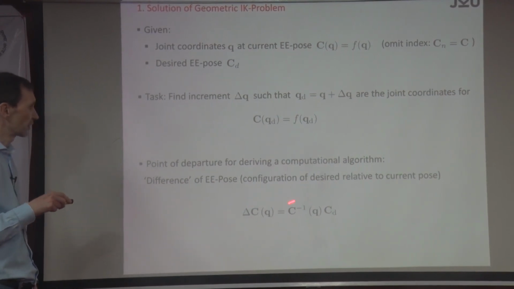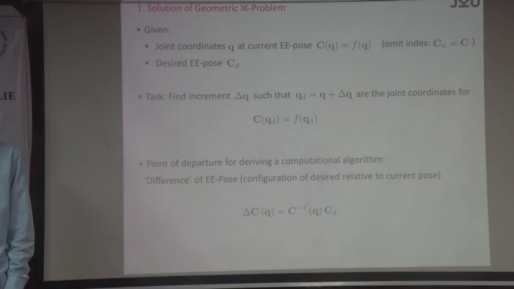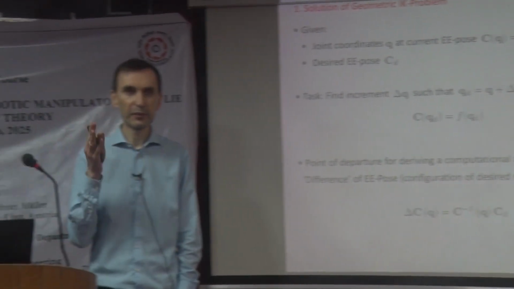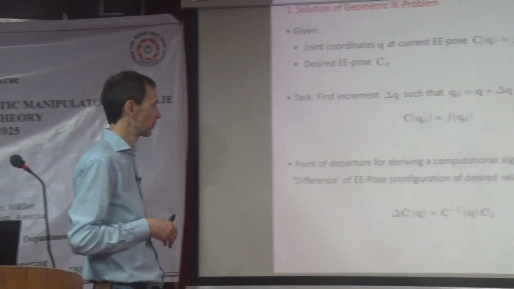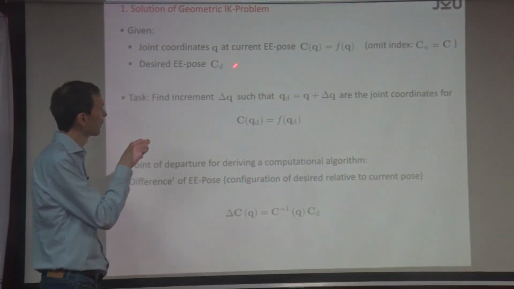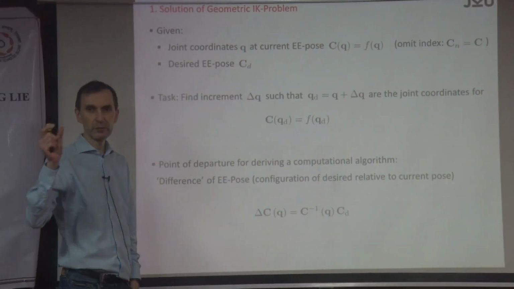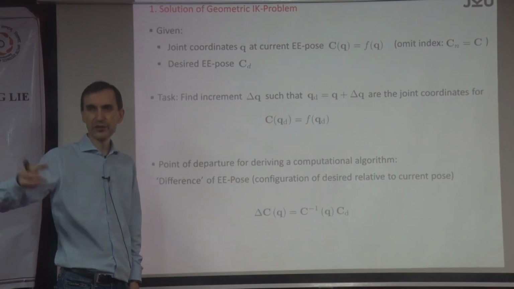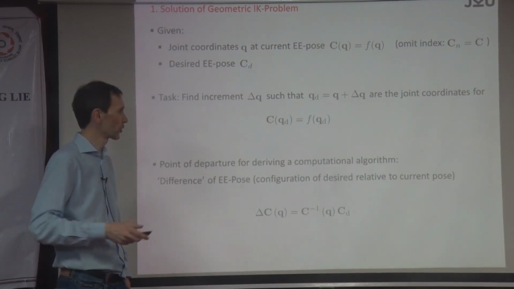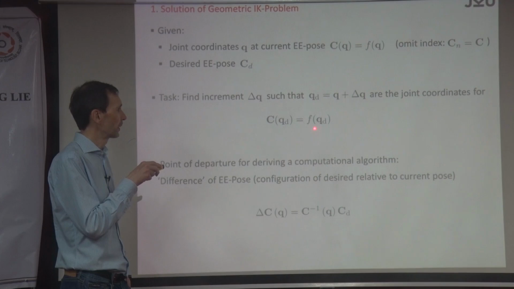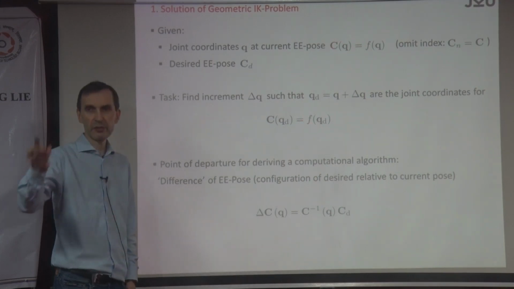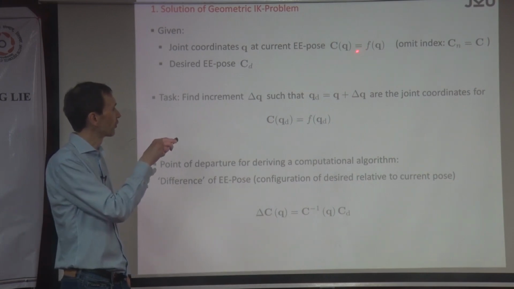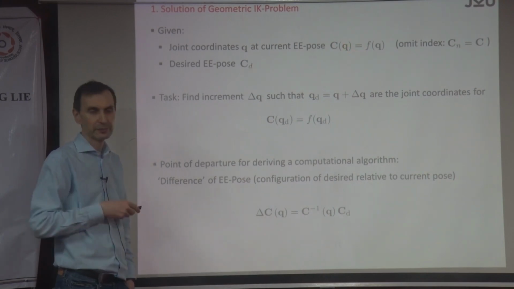Now the thing is we have to find an error. So how do we find an error of the end effector pose? We have given this CD, this is where we want to be. This is the homogeneous matrix that we should achieve. And then I have my forward kinematic mapping, the exponential mapping, that gives you also something. So we have CD and we have C of Q.